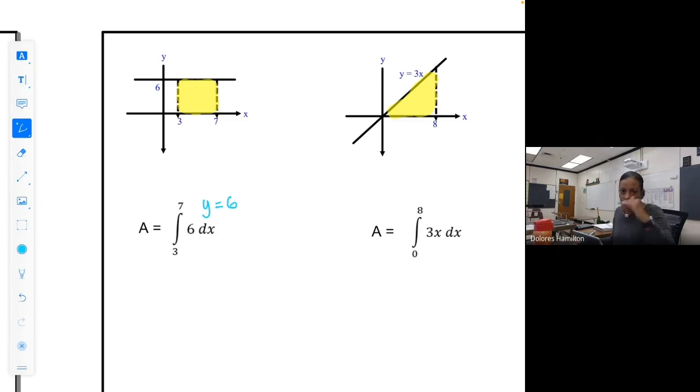That's a constant function, right? It's a horizontal line, it goes through 6. If I'm evaluating that from 3 to 7, well, that's just going to be the area under the curve of 6 from 3 to 7. That's just a rectangle. I know that this width, that base is 4, my height is 6, so that leaves us with 24.